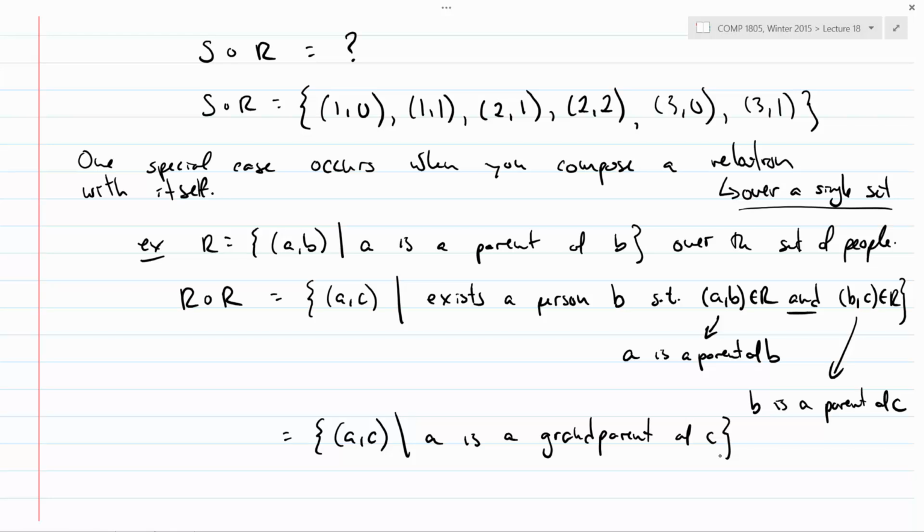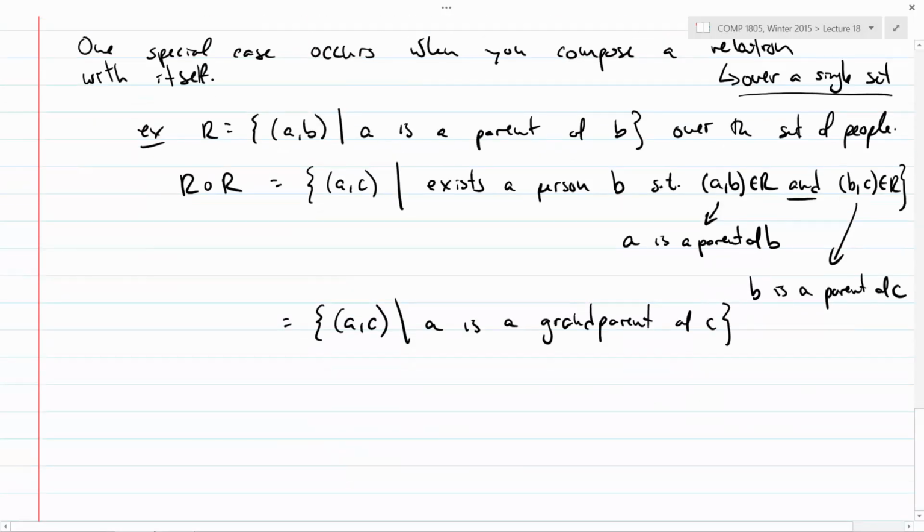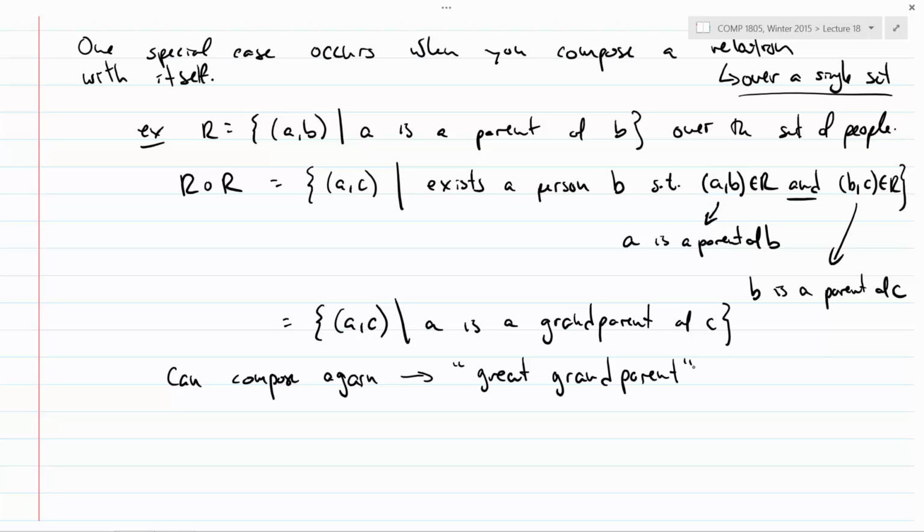Now, of course, at this point, you can take the composition of R follows R with R. And if you did that, what would you end up with? Great-grandparent, exactly. So if you did this composition again, you could compose it again with R and get is a great-grandparent of. Okay? So because we do this so often, we have some shorthand for it.